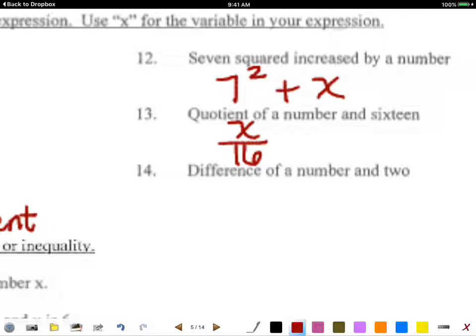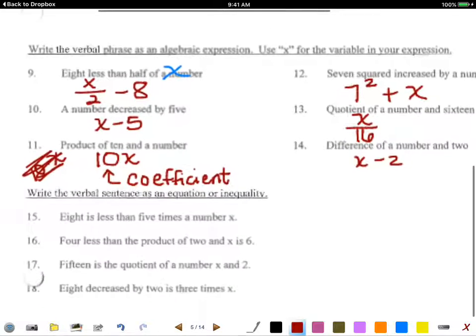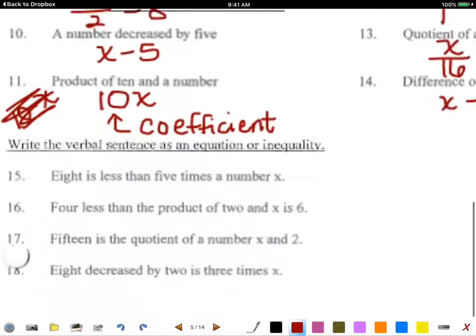Okay. Number 14. The difference of a number and 2. The difference of a number and 2. Harley? X minus 2. Very good. X minus 2.